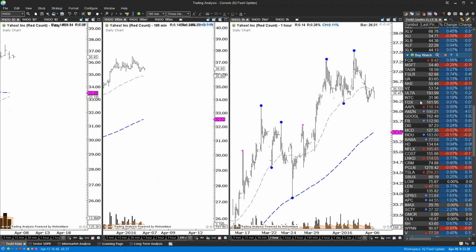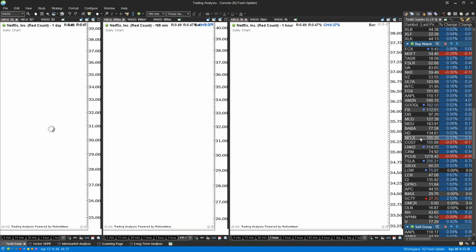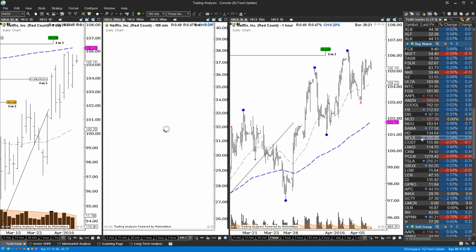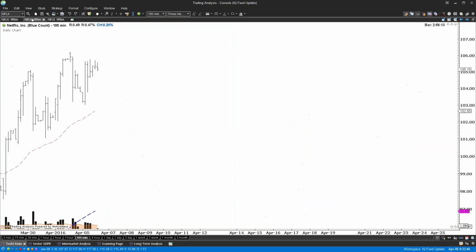Netflix has been kind of a mess lately. I hate Netflix. I told my clients that I hate Netflix. If you guys know, it's always on the wrong side of the market. When the stock market's down, Netflix is up. When the stock market's up, Netflix is down. For me, it's been a pain to trade. I have not had good success with Netflix, so just kind of keep that in mind.